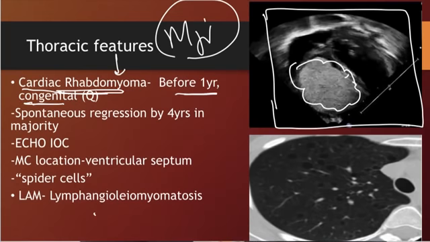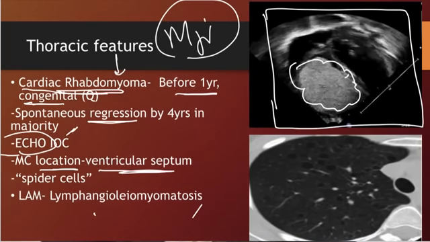So one more important fact, that the most common location of cardiac rhabdomyoma is the ventricular septum, and echocardiography is the investigation of choice for cardiac rhabdomyoma. And one more important fact is that they will spontaneously regress by 4 years of age in the majority of the population.